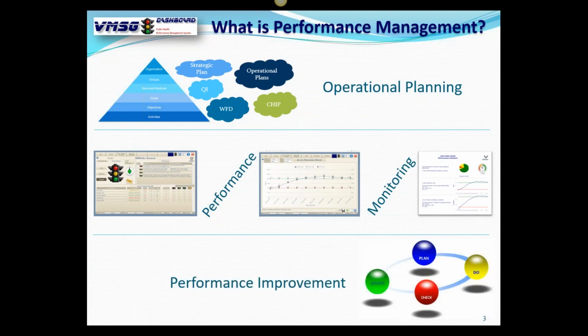And then the third piece of it is continually improving that plan by walking it through this PDCA cycle over and over and over. So that's the 3 levels that we consider to be performance management. It's a pretty simple process.